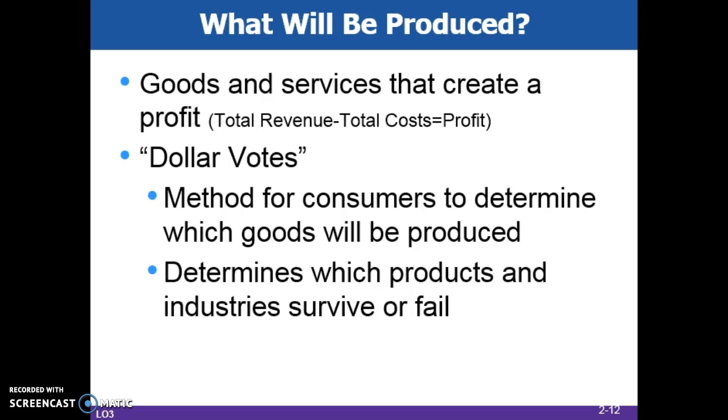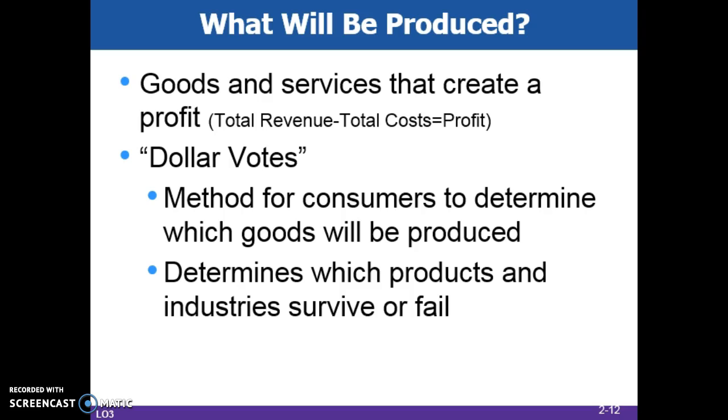The first is, what will be produced? To understand how a market system answers this question, remember that profit is the difference in total revenues and total costs. In order to be profitable, businesses must respond to consumers' wants and desires. Output increases in profitable industries as existing firms grow and new firms enter the industry. Firms that are not profitable reduce output or exit the market.